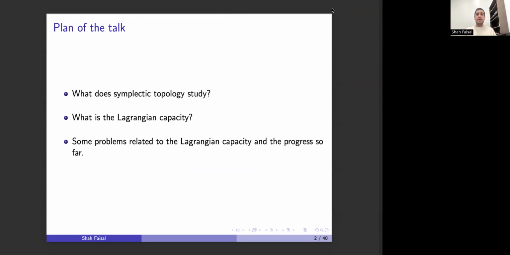So I would explain what symplectic topology studies, and then I will explain an invariant called Lagrangian capacity, and then I will explain some problems related to the Lagrangian capacity and the progress we have made so far. Okay.